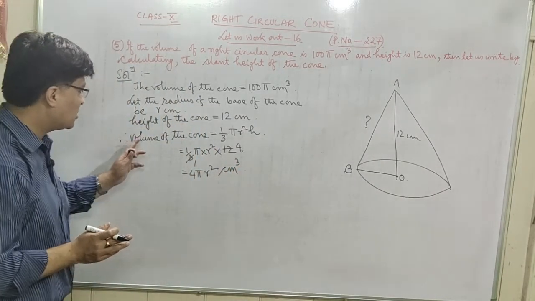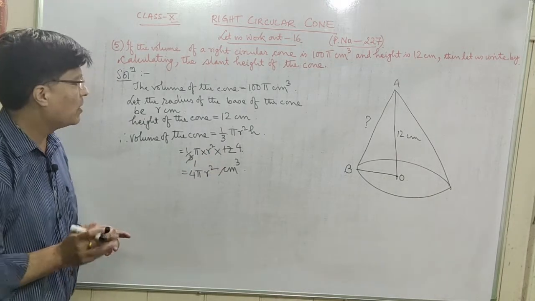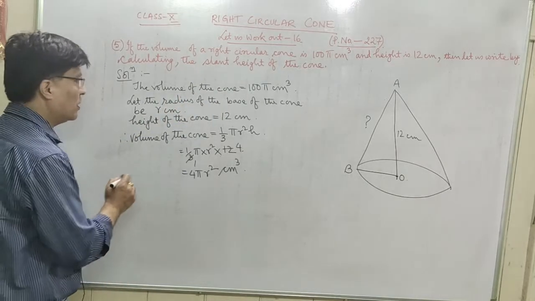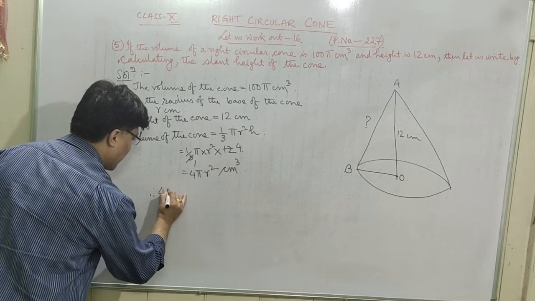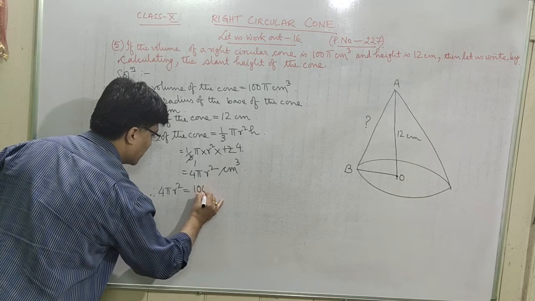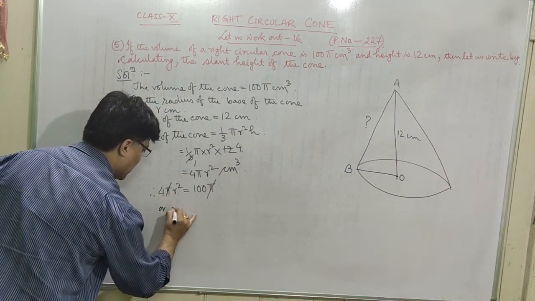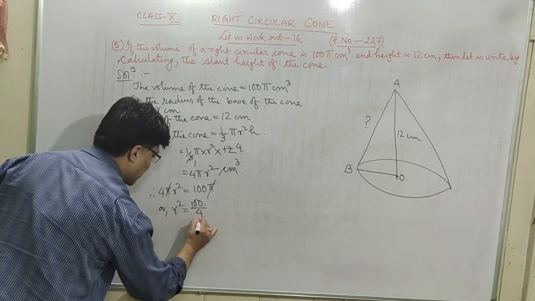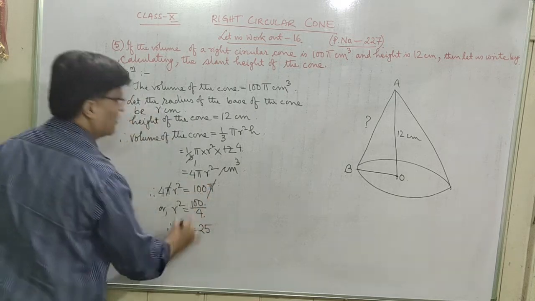So what is the unit of volume of the cone? It is cubic centimeter or centimeter cube. But by the question, what is the volume of the cone? It is 100 pi centimeter cube. So you can equate these two. Therefore 4 pi r square is equal to 100 pi. So here you can cancel this pi, or r square is equal to 100 divided by 4. So r square is equal to 25.